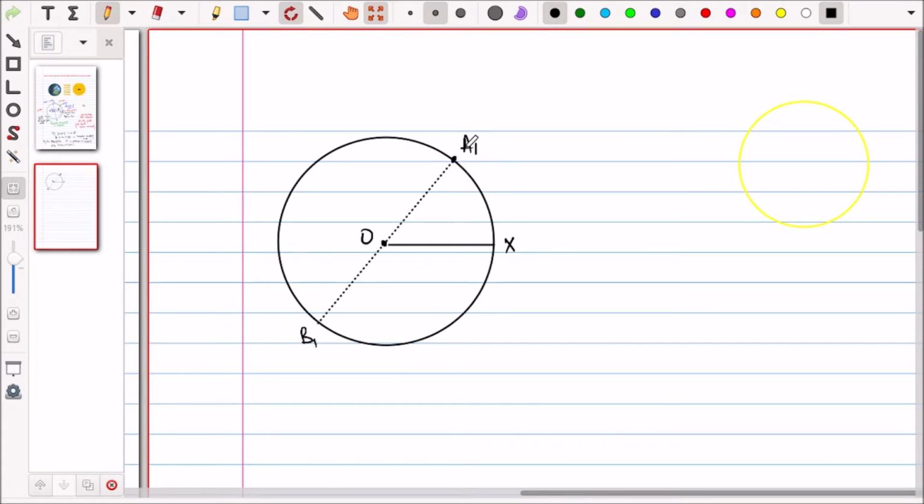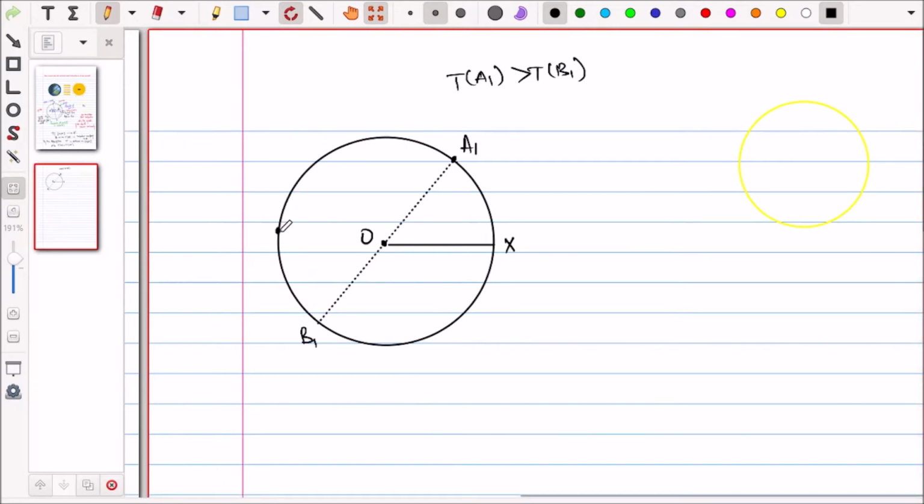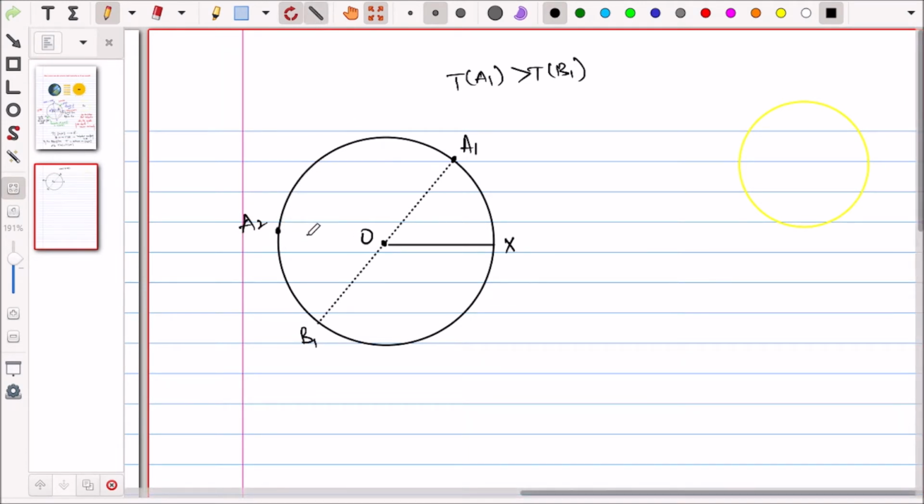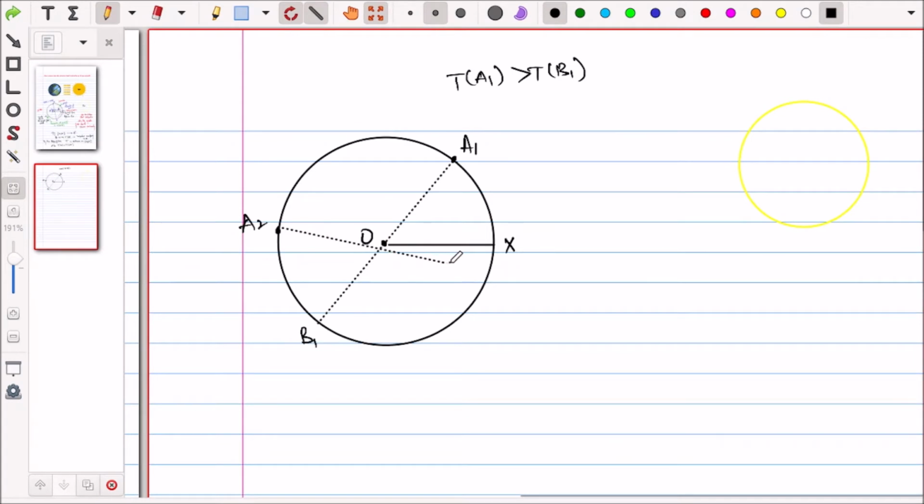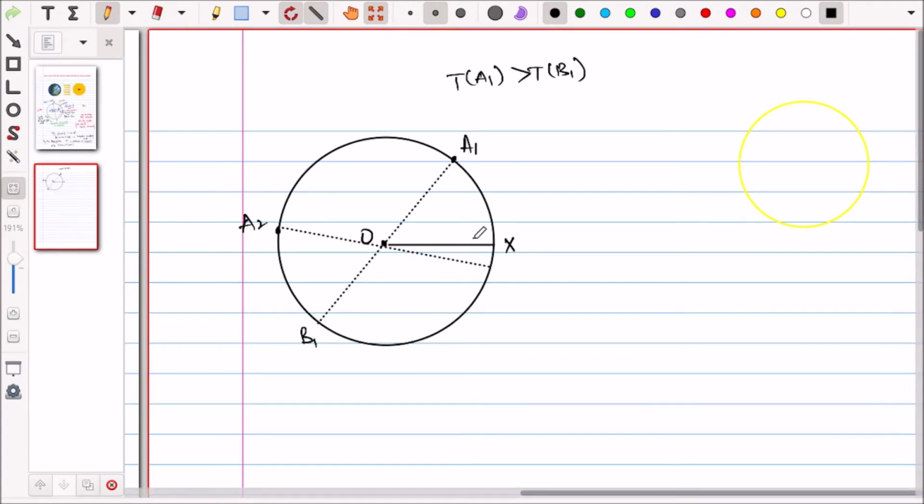Now, T of A1 is definitely greater than T of B1, right? Because this side is facing the sun and this side is slightly on the opposite side of the sun. So the temperature at point A1 is greater than the temperature at point B1. Similarly, if I move this point a little bit and come to A2, let me take the opposite point of this. This is our B2. Clearly now B2 is facing the sun directly. So the temperature at A2 is less than the temperature at B2.